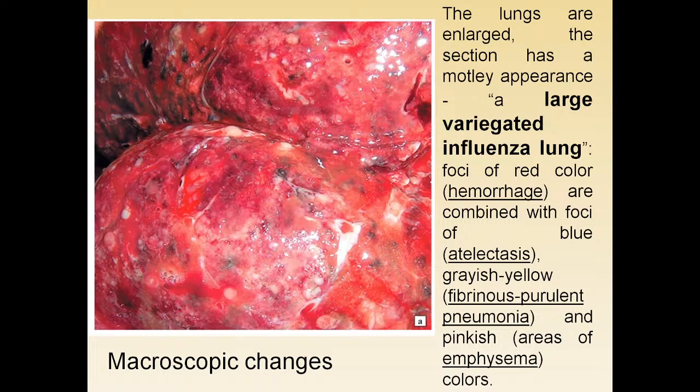Red focus. This is a zone of hemorrhage, combined with a focus of blue color, a focus of atelectasis, compaction of the lung tissue, and a grayish yellow color zone.